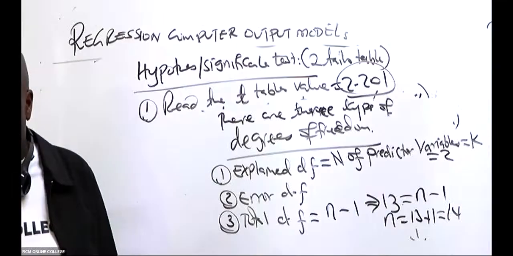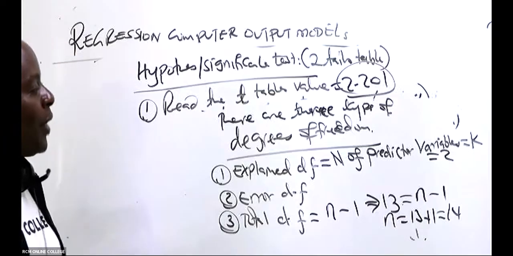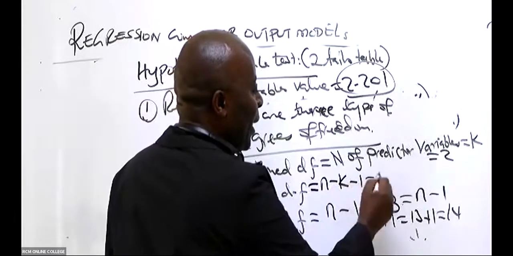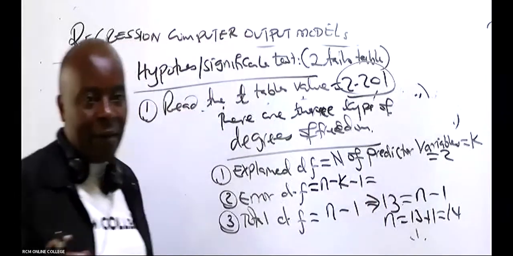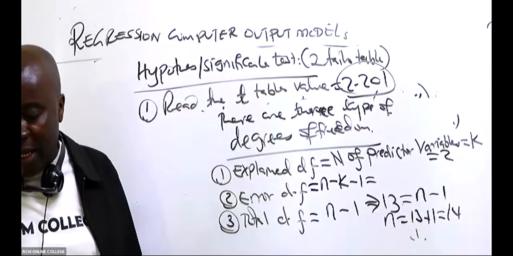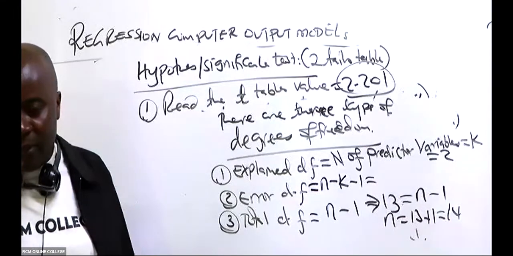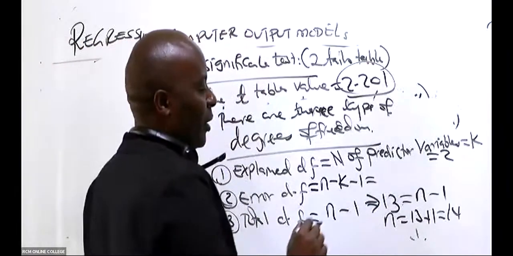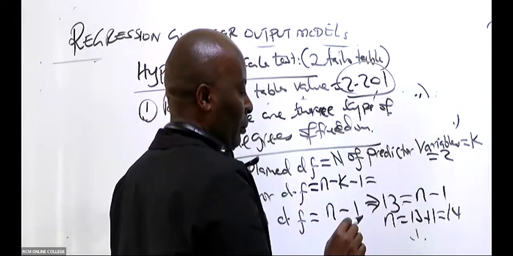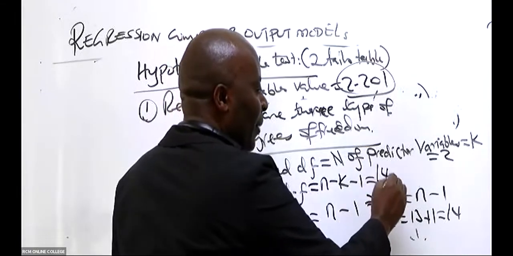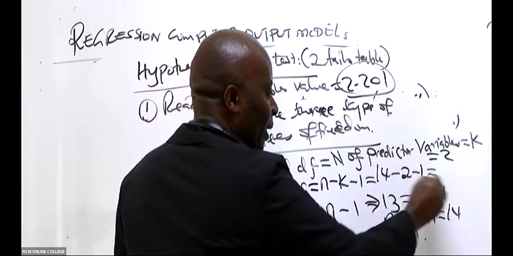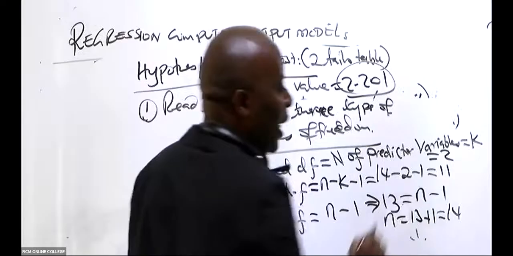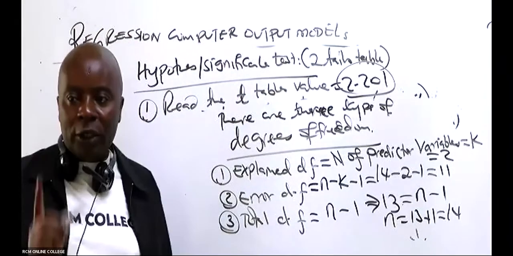Then let's get this error. The error degrees of freedom. So even with the formula, to get error degrees of freedom, we are taking n minus k minus 1, and fortunately we have everything there. So our n happens to be equal to what? It's 14, isn't it? Minus k, which is 2, minus 1, isn't it? So then this one here will end up giving us what figure? That is how they got their 11.